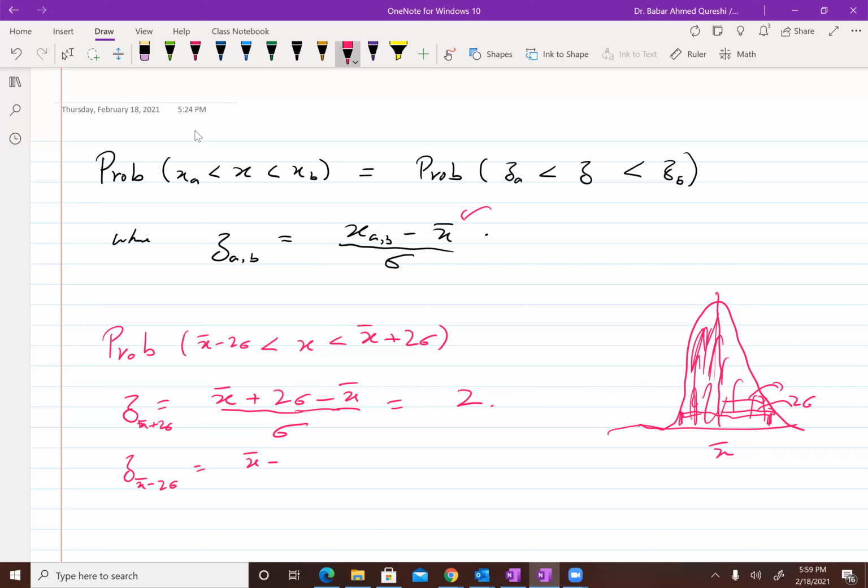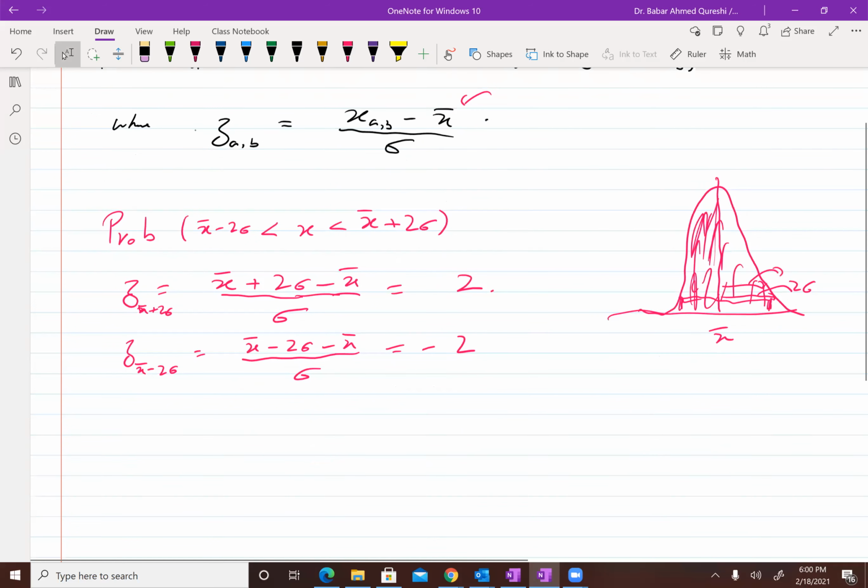This will give you minus 2. So that means the standard normal would be between minus 2 and plus 2, because we know that the standard deviation of the standard normal is 1. So these probabilities directly correspond. If you know the probability to be within, let's say, 1 standard deviation of the standard normal, it would be the same for any normal to be within one standard deviation of its own probability distribution.